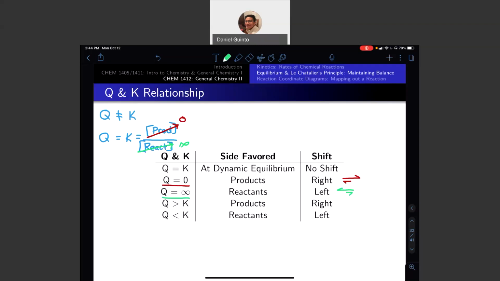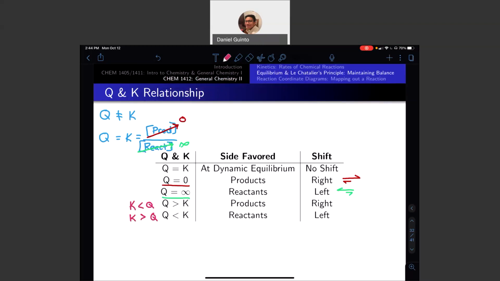And then, but let's say we are at some regular point where there are both numbers, but they're in varying amounts. When K is greater than Q, you're going to want to favor your products. When Q is greater than K, you're going to want to favor your products. When Q is less than K, you're going to want to favor your reactants. But inversely, at this point, whenever K is less than Q, you're going to shift to the right. Whenever K is greater than Q, you're going to shift to the left. That's pretty much the way to think about it in this point, and how K and Q are related.